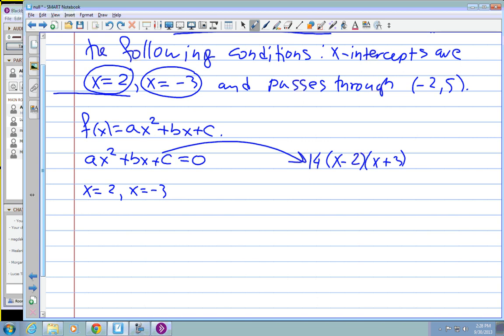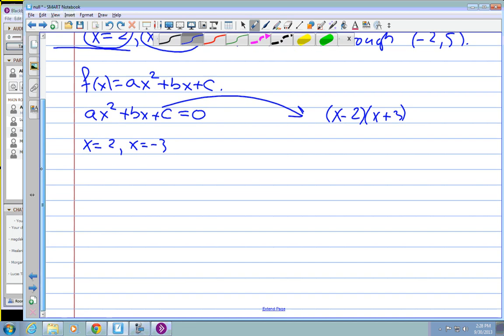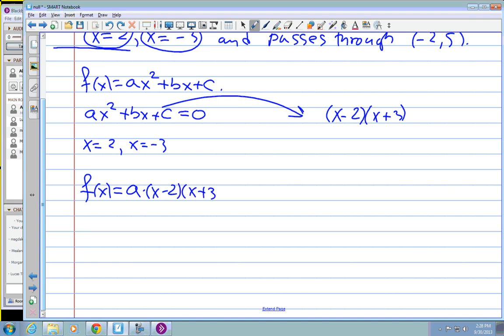So all I can say at this point is that my function is really any number times x minus 2 times x plus 3. That a could be any real number, but it will still produce x equals 2 and x equals negative 3 as my x-intercepts, while the number in front doesn't really affect the x-intercepts.